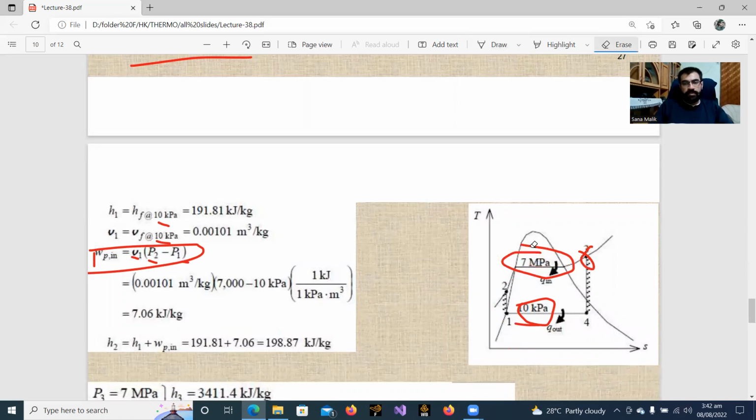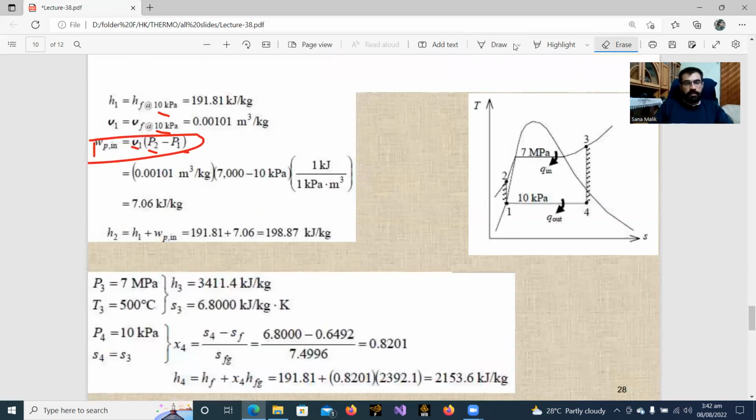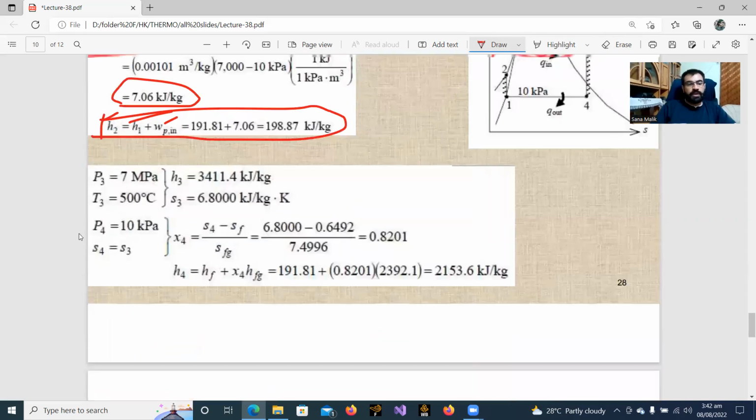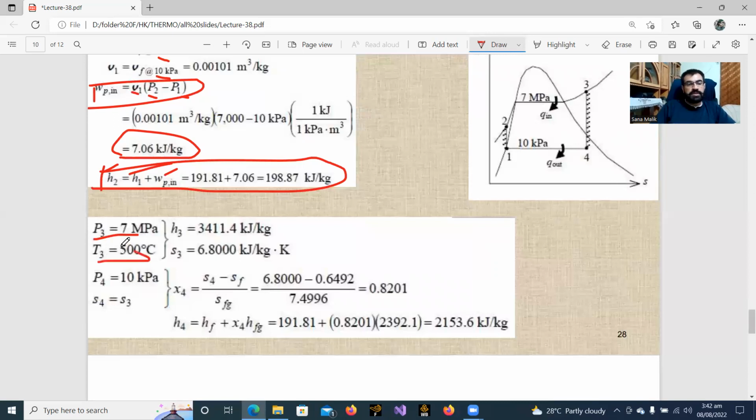So, quite messy. That's how you find the work of the turbine. We know this formula, work of pump in terms of the enthalpy difference is H2 minus H1. We will find H1, work of pump. We will find H2. For P3 we know pressure at 3 and temperature at 3, which is the highest temperature. We will find H3 and S3, entropy.